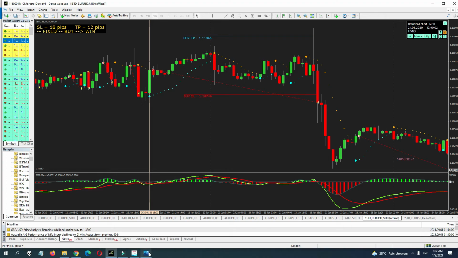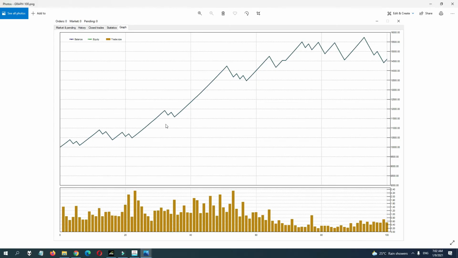This is the graph. We have a win streak here. You need to use your own analysis, other analysis, market structure, hidden divergence, whatever it is. And so yes, that's all.